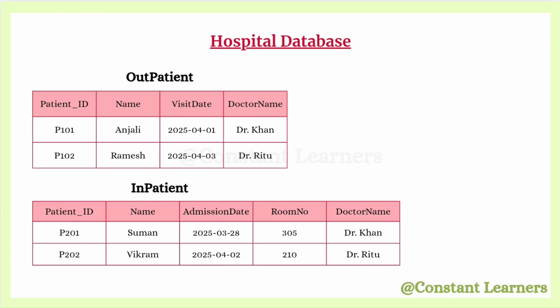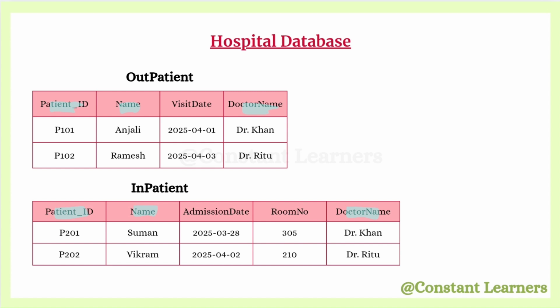See, in this hospital database, we have two tables, outpatient and inpatient. In case of outpatient, we have patient ID, name. Inpatient also has patient ID, name. Outpatient has doctor name. Inpatient also has doctor name, right? So what are we noticing? That both of these tables have redundant attributes, right?